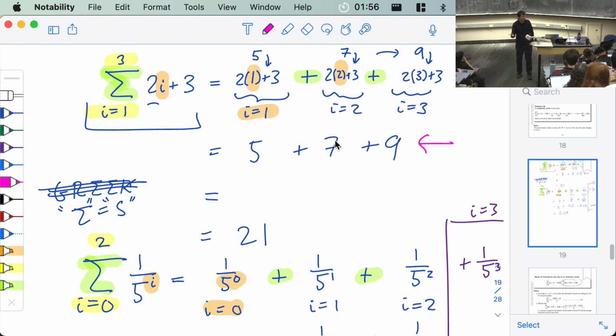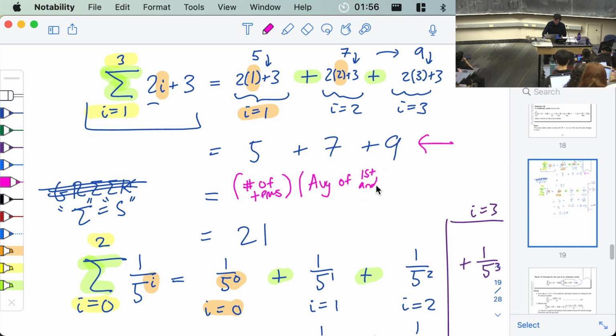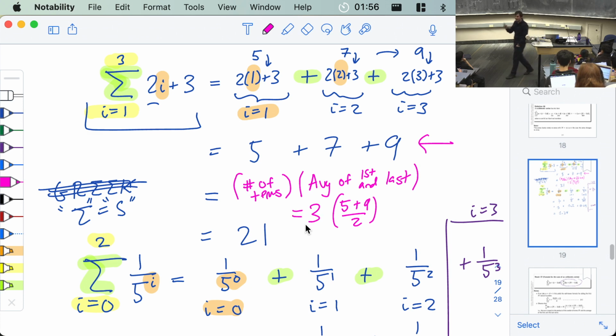And there was a formula in the videos for the sum of an arithmetic sequence. The formula is the number of terms times the average of the first and last term. So you could add it up the normal way, or you could add it up the way that, if you're excited about arithmetic sequences like I was when I was in 3rd grade, you add it up like this. You take the average of the first and last term, that's 5 plus 9 divided by 2. You take the number of terms, that's 3. What's 3 times 5 plus 9 divided by 2?